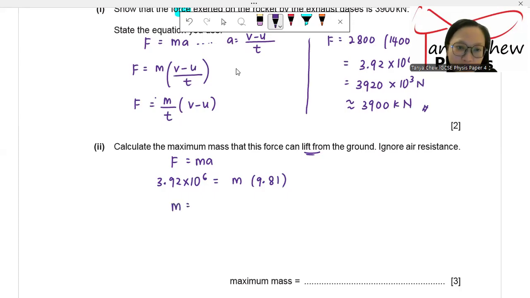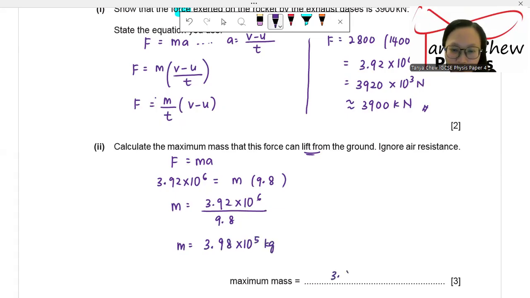So the mass is 3.92 times 10 to the power of 6 divided by 9.8, sorry, 9.8 instead of 9.81. So mass is equal to 3.98 times 10 to the power of 5 kilogram. I put it in terms of three significant figures.